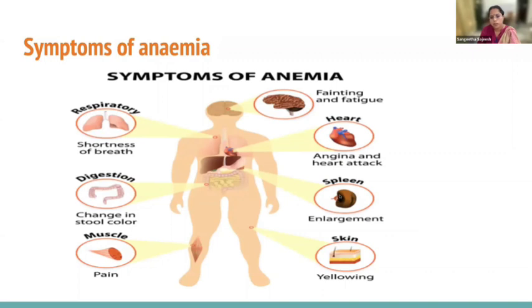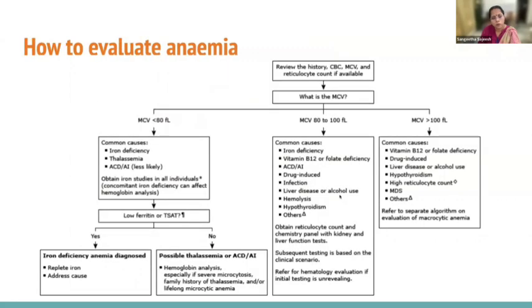So anemia, as you know, impairs the quality of life. It adds to the morbidity and mortality of a person. It causes many other end organ damage, like heart failure, respiratory failure, then fainting, fatigue, and whatnot. So how to evaluate anemia? Evaluation of anemia is very important.